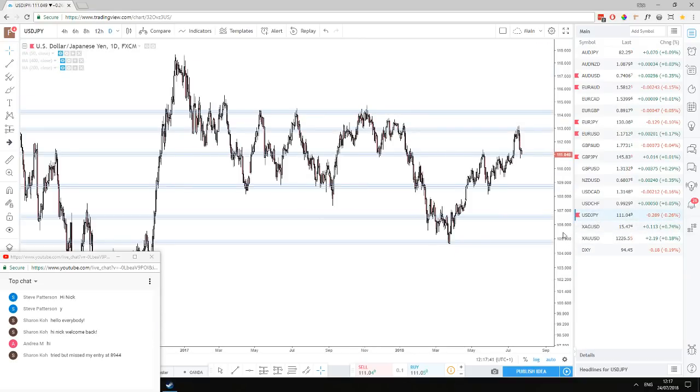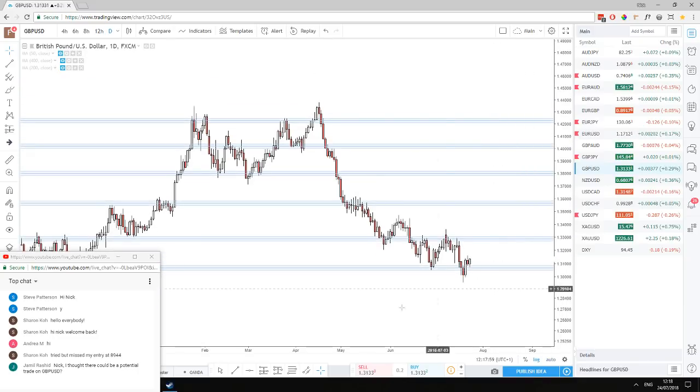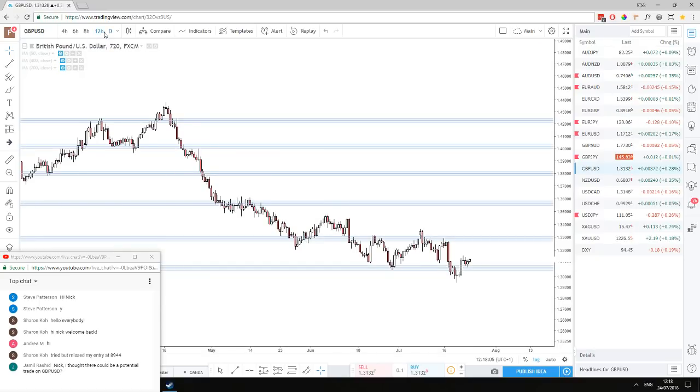Are there any questions, guys? You thought there would be a potential trade on GBPUSD? I don't see it. Where are you seeing a trade on GBPUSD? And what kind of trade are you seeing?